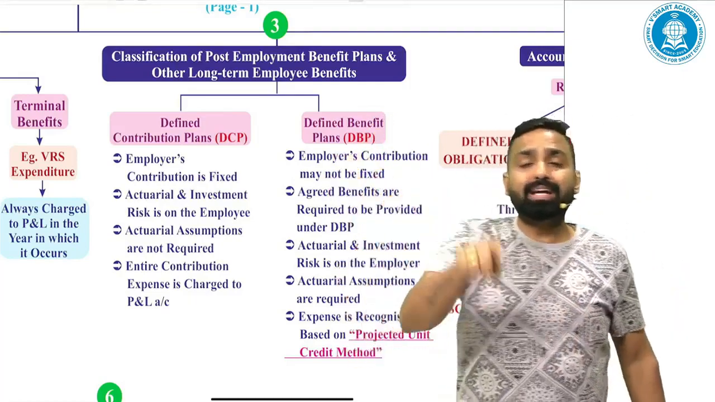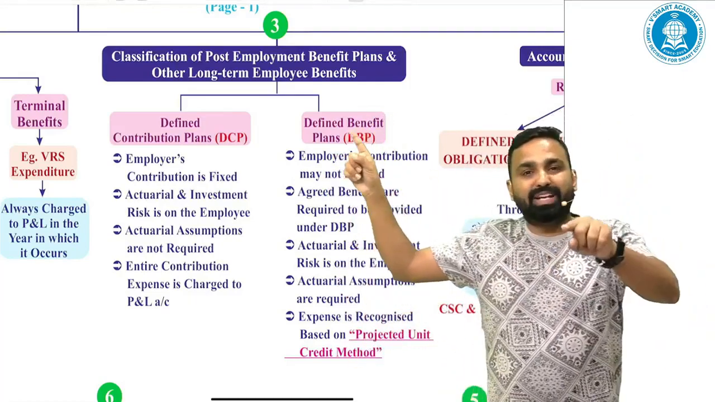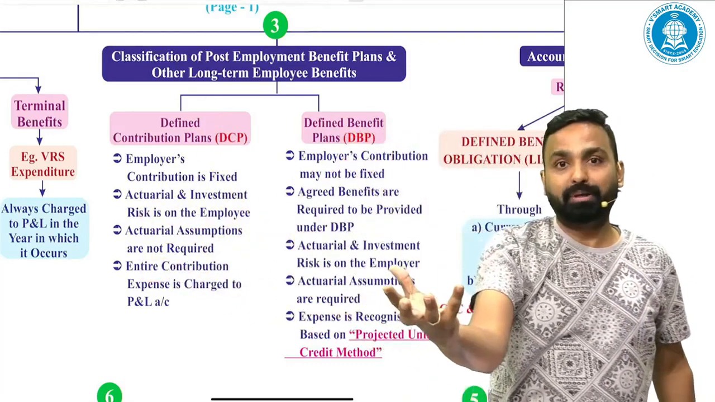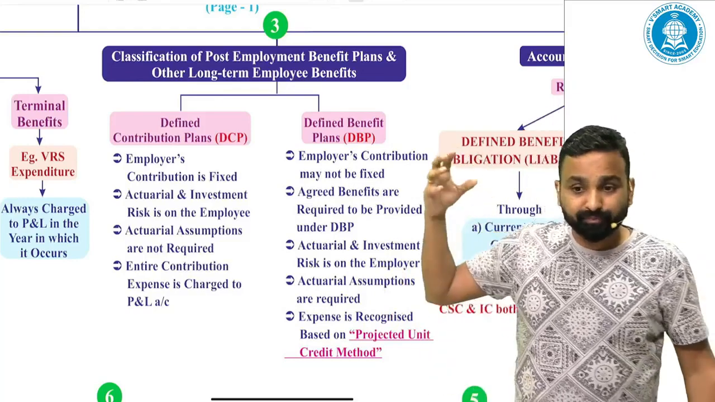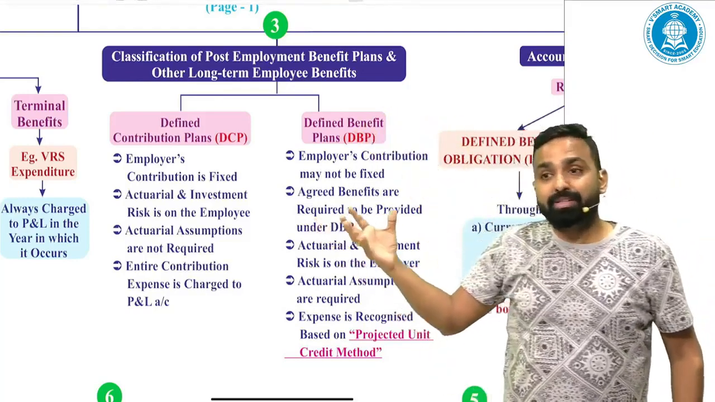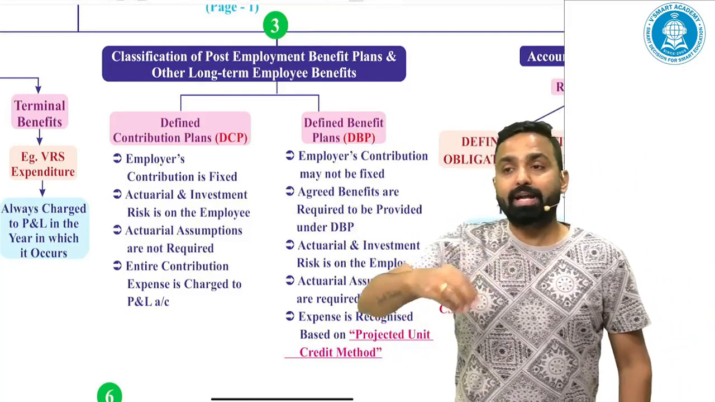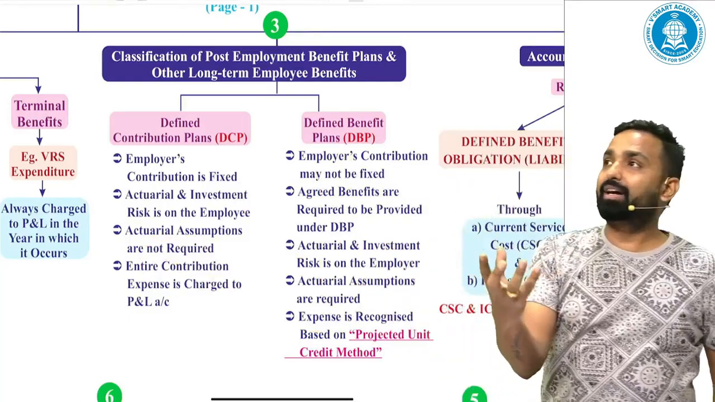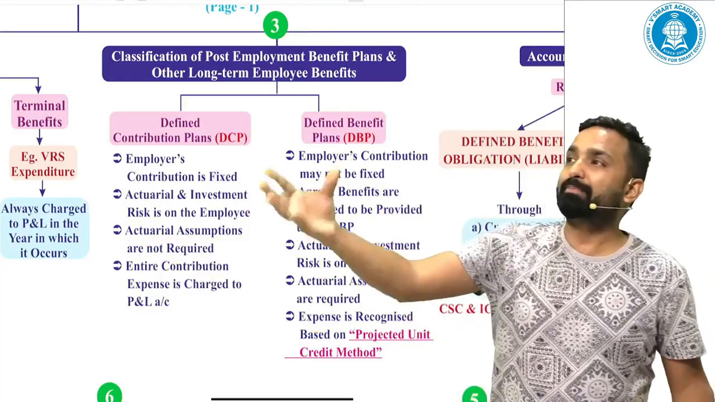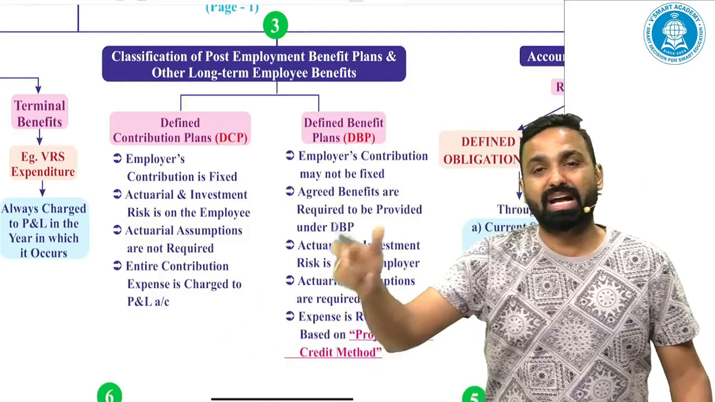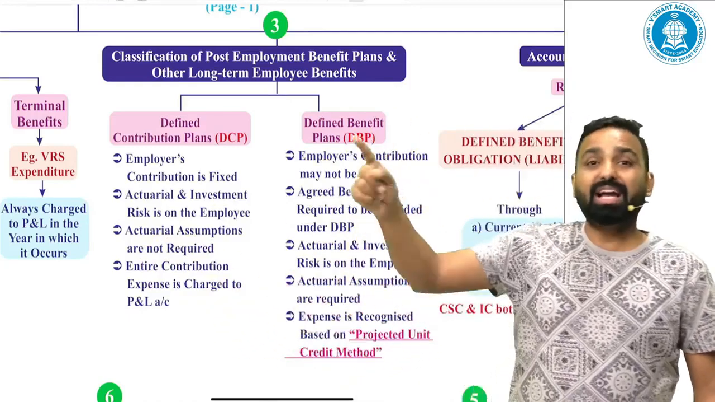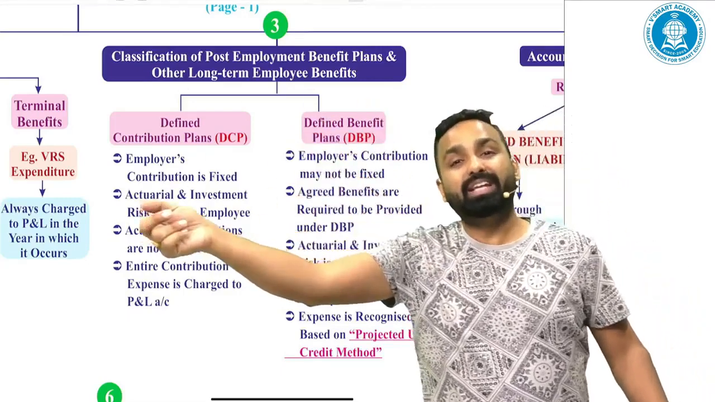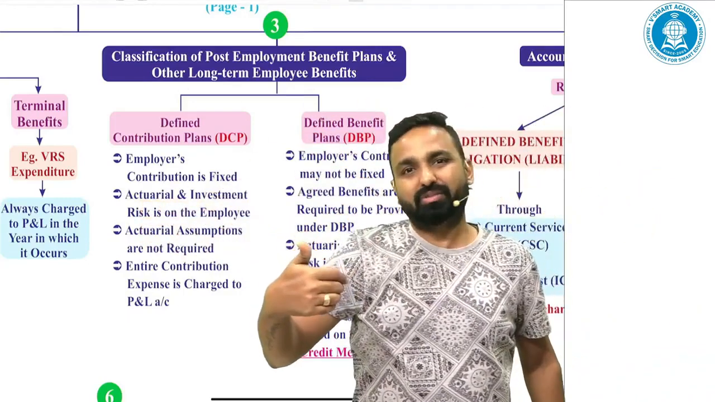Defined benefit plans. Defined means fixed, and benefit means the final output for the employee. So defined benefit plans means, suppose I am the employer and I announced one DBP, defined benefit plan, for my employees. Now what is that plan? I told my employees that after 5 years of their successful service, I will give them a 20% bonus of their last drawn salary multiplied by their number of years of service.